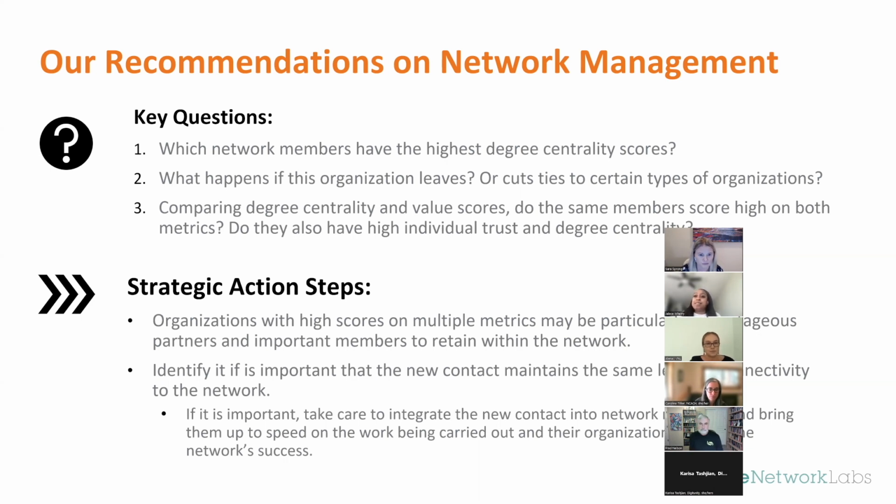All right, so we do have some recommendations on network management. Here are a few key questions. Which network members have the highest degree centrality scores? What do you think will happen if this organization leaves or cuts ties to certain types of organizations? Comparing the degree centrality and your value scores, do those same members score high on both metrics? Do they also have high individual trust and degree centrality? Here are some strategic action steps that you can take. Organizations with high scores on multiple metrics may be particularly advantageous partners and important members to retain within the network.